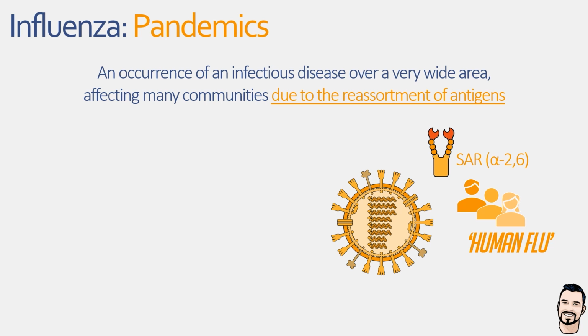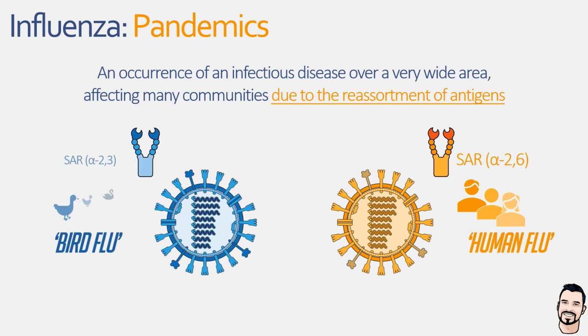Now it can do this because human epithelial cells have sialic acid receptors that have a specific alpha-2,6 configuration, and therefore human influenza viruses attach to these and cause infection. Now in addition to this, influenza A viruses can also cause animal infections, with birds being the most common. Now it can do this because bird epithelial cells have sialic acid receptors that have a specific alpha-2,3 configuration, and therefore animal influenza viruses attach to these and cause infections in animals.